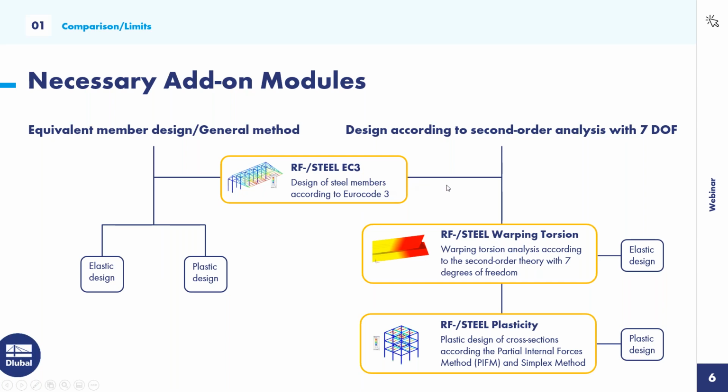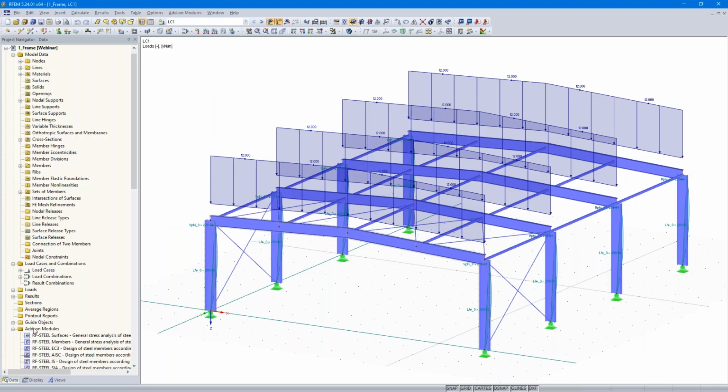For the design according to second order analysis with 7 degrees of freedom, the Steel Warping Torsion add-on module is necessary. It does an elastic design. If you want to do a plastic design, you would need the Steel Plasticity add-on module additionally. Okay, that's all for the overview.